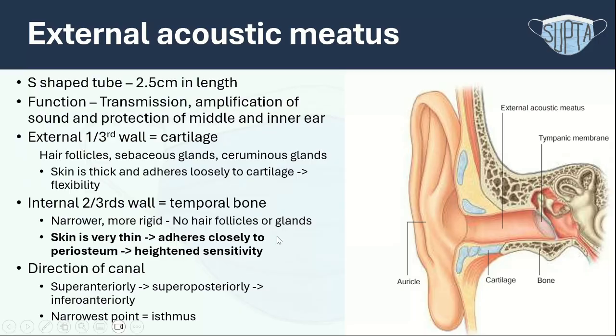So the direction of the canal is superior anteriorly and superior posteriorly, and then goes inferior anteriorly. So it's kind of the directions of the tube itself. And that's why it's good to pull on the pinna when you're trying to do otoscopy, so you can make the canal as straight as possible. And then its narrowest point is at the isthmus.